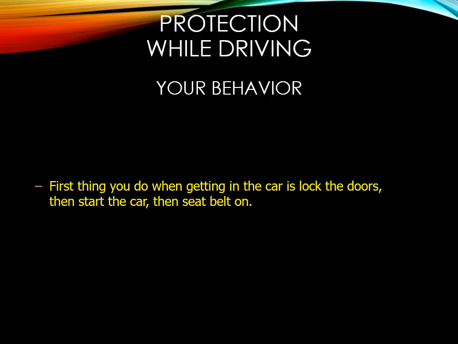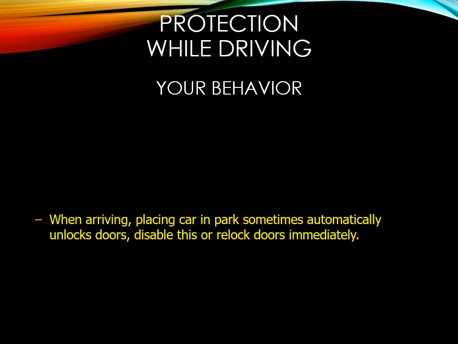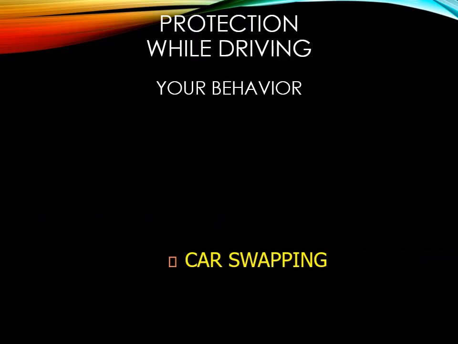First thing you do when you get into a car is lock the doors. Then you start the car, then you put your seatbelt on. When arriving, place your car in park. Placing your car in park sometimes automatically unlocks the doors. Disable this and relock the doors immediately.